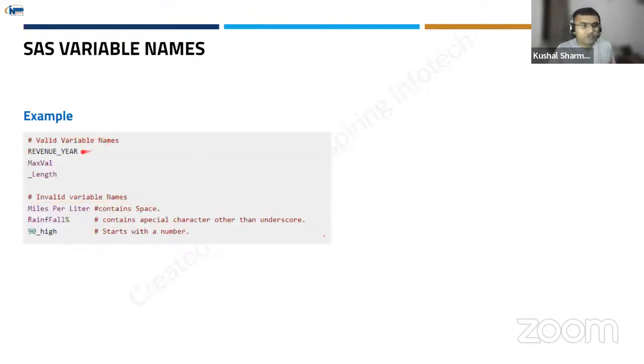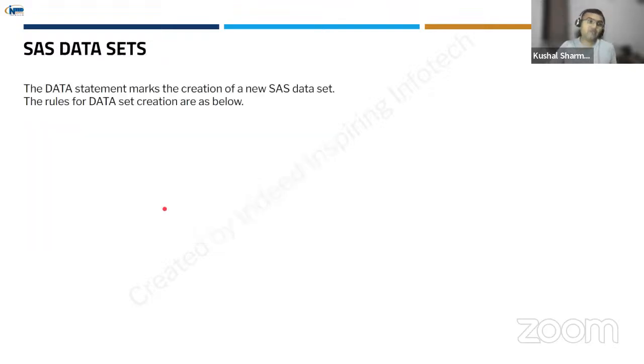So valid variable names are revenue_year, valid; max_value, valid; _length, valid. Invalid ones are miles per liter, because there's a space in between; then rail%, because the percentage sign is a special character which cannot be there; and 90_high, because 90 is numeric and cannot be at the beginning. So this is an example of what we can have and what we cannot have.